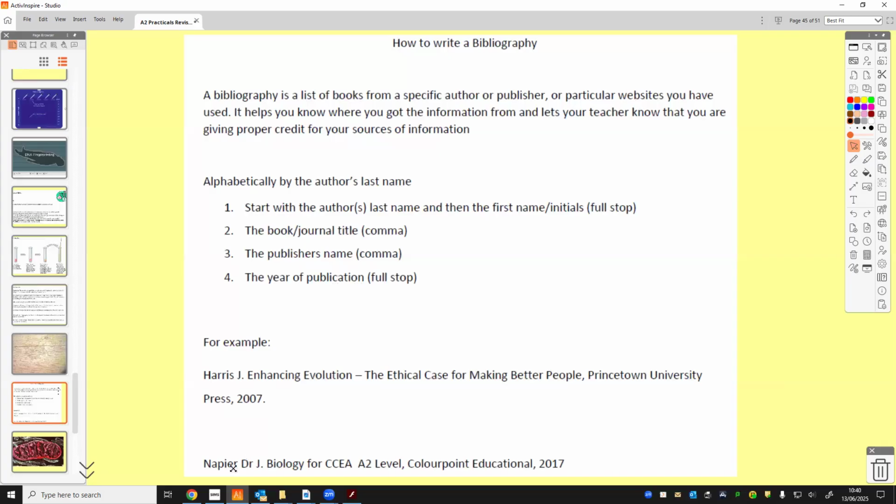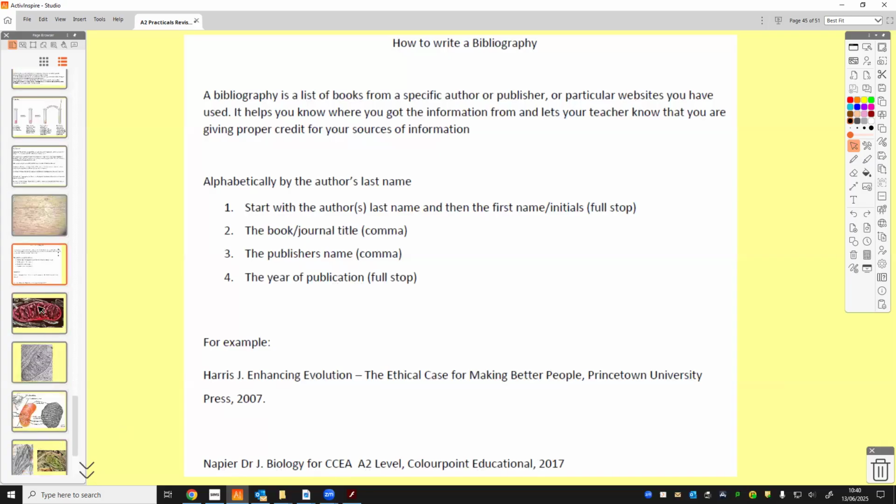Our textbook is written by Napier, Dr. J, full stop. Biology for CCEA A2 level, comma. It's published by Colourprint Education, comma, and it was published in 2007. So that's the type of thing you want to put there for a bibliography.